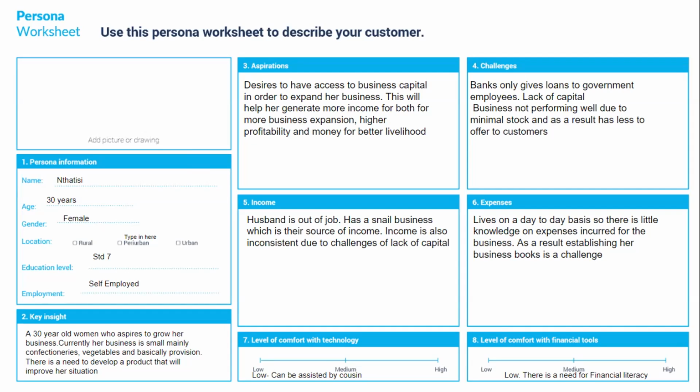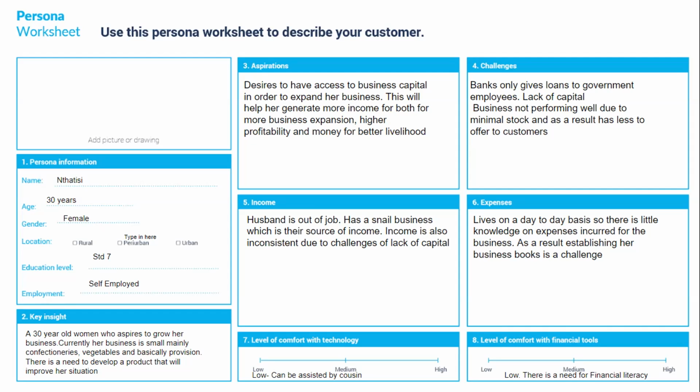So what we really got from Mentatisi was that she aspires to grow her business. Currently, her business is small, mainly confectionery, selling vegetables, and basically provision. There's a need to develop a product that will improve her situation, because what she kept on talking about was, when can you assist me with funding or capital or a loan that can assist expansion of my business? So this is where what it explains in the aspiration tab, where it talks around she desires to have access to business capital in order to expand her business. This will help her generate more income for both business expansion and for her to yield higher profit and maybe improve on her life.